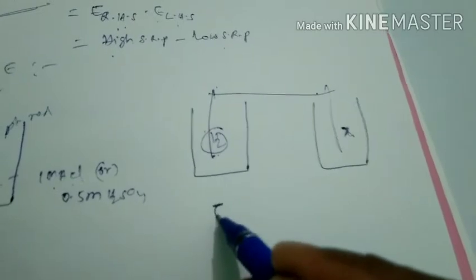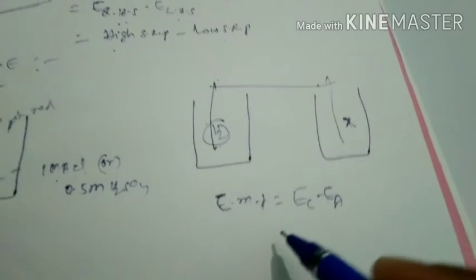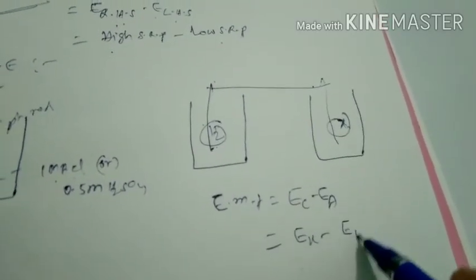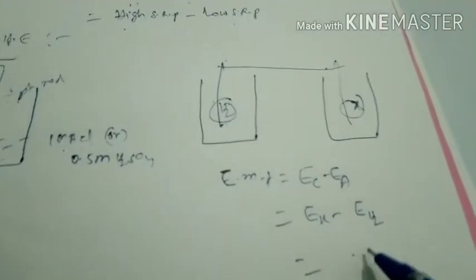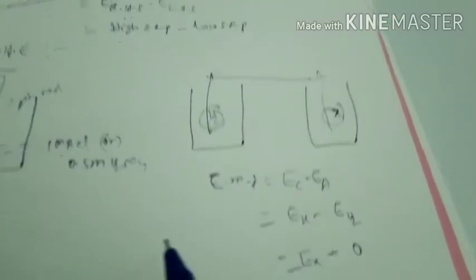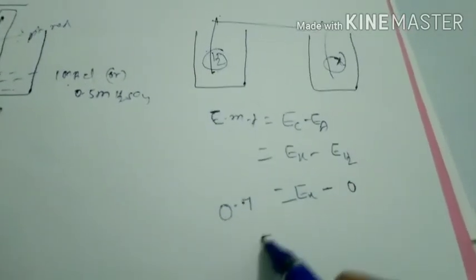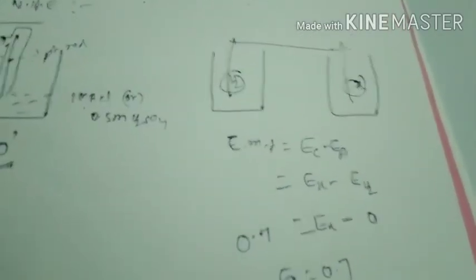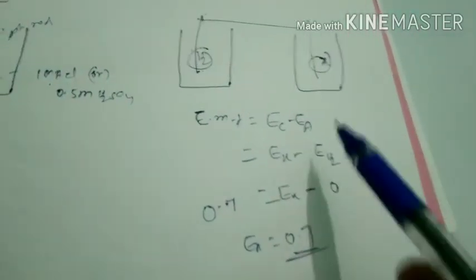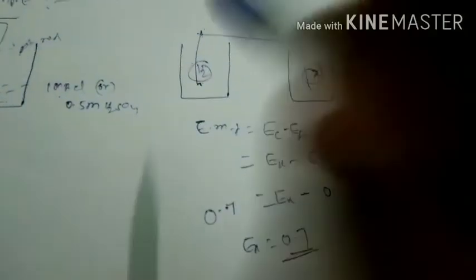So then the EMF of this cell is equal to what formula? What is the formula? EC minus EA. Here EC is what? EX. EA is what? Hydrogen. We know the potential of hydrogen is always how much? 0. We have to put EX. Then EMF is already an experimental value. Suppose its value is 0.7, then EX equals how much? 0.7. So like that we can calculate the potential of any unknown substance by using hydrogen, by constructing a galvanic cell.